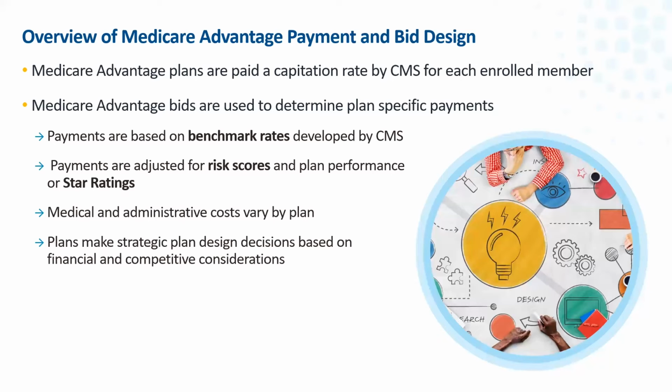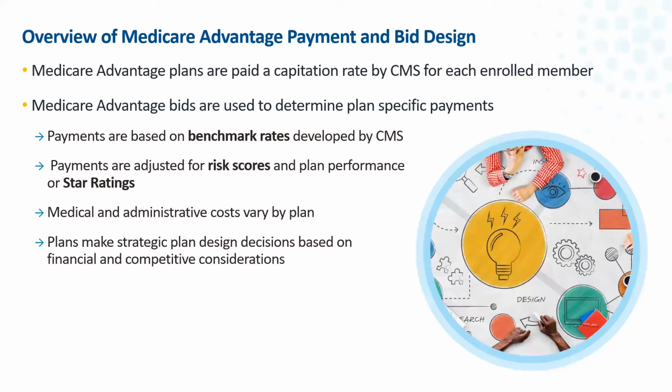Plans submit bids each year that estimate plan-specific revenue and costs and itemize how they will use the CMS revenue to fund basic benefits, administrative costs, margin, and any supplemental benefits, which may include cost-sharing reductions. Through the bid development process, plans make strategic decisions based on both financial and competitive considerations.